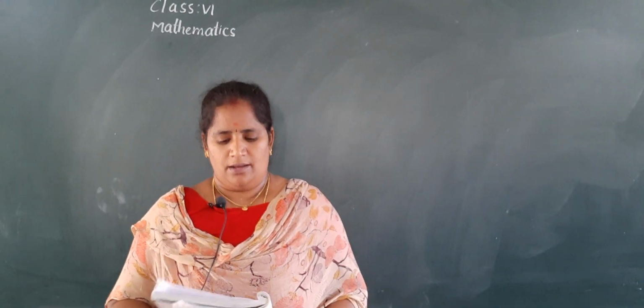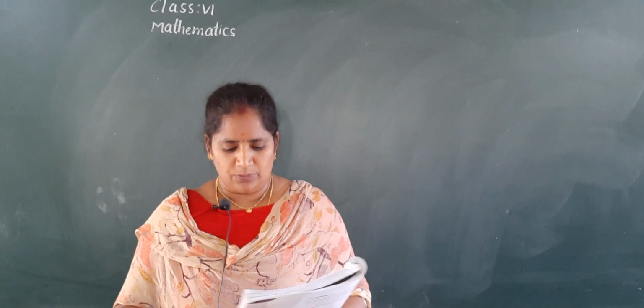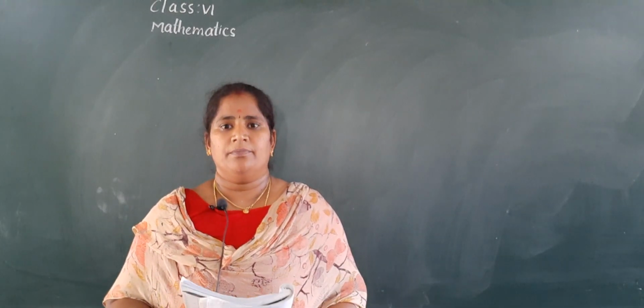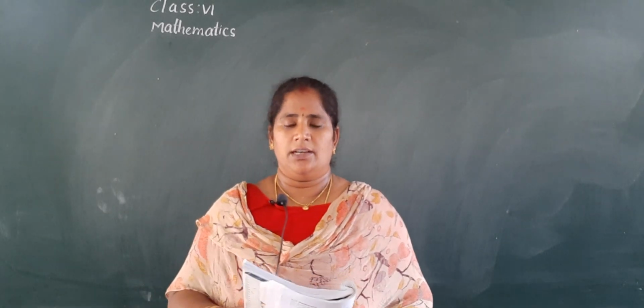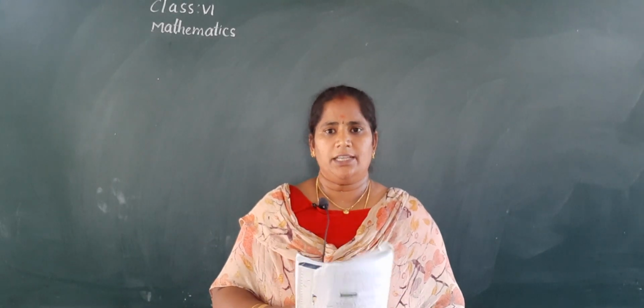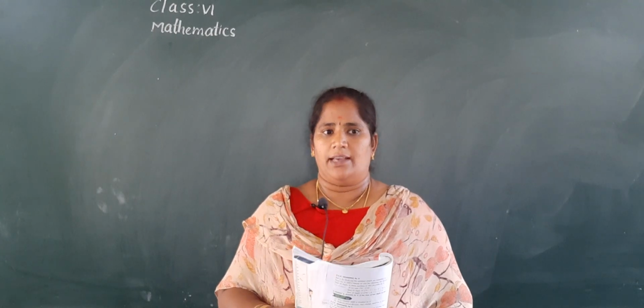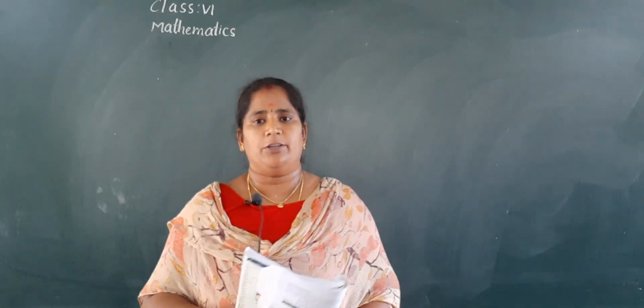Don't go outside. Okay. So in the previous class, we completed the divisibility rules of 2, 3, 4, 5, 10 and 8, 6 also. Did you learn the divisibility rules? Come on, tell me, what is the divisibility by 2?